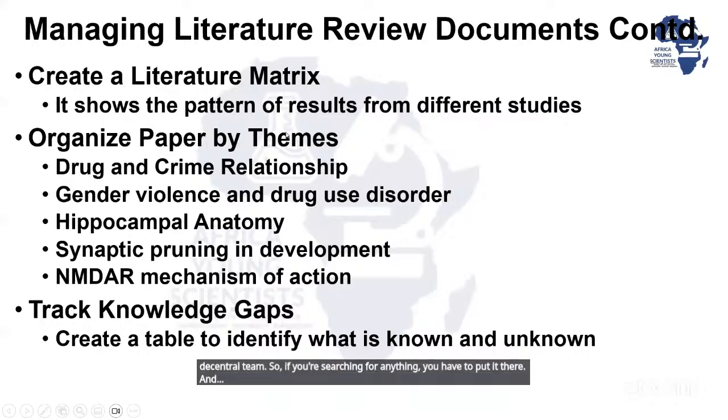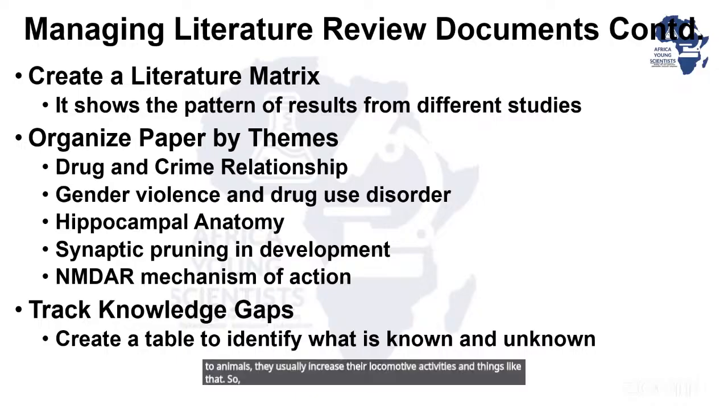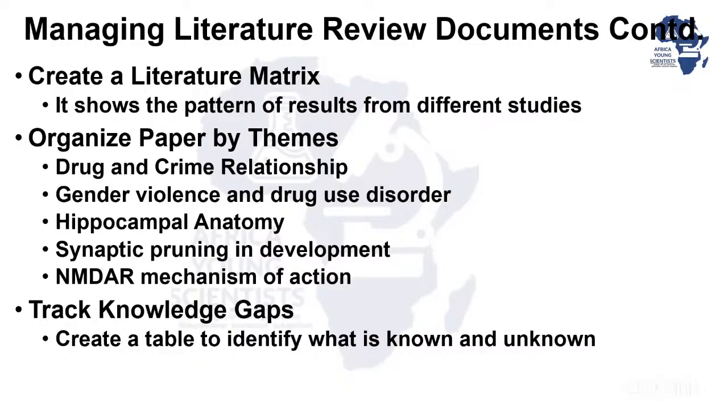And it helps you to show the pattern of results from different studies. So you will know, for example, if you administer amphetamine, or the most popular one now which people have been doing, caffeine. When we administer caffeine to animals, they usually increase their locomotor activities and things like that. Or nicotine, yeah, nicotine too. If you administer nicotine, it increases locomotor activity of animals.